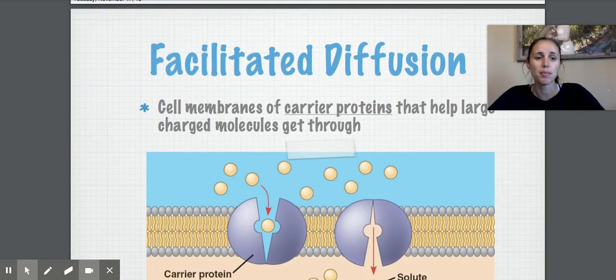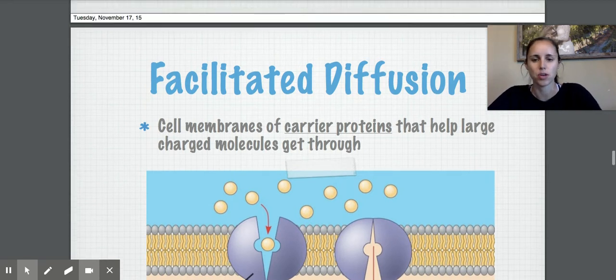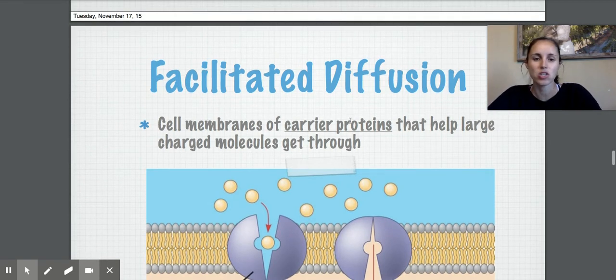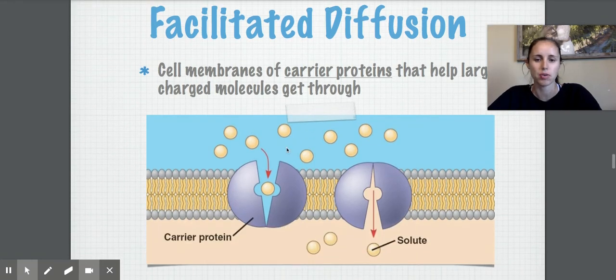So now let's talk about the next type of passive transport. This is called facilitated diffusion. So cell membranes have these things called carrier proteins that help large charged molecules get through. So a carrier protein is going to look something like this. And notice that a carrier protein is specific to whatever it's trying to let through. So this has the same shape as these circles that it's trying to let through.